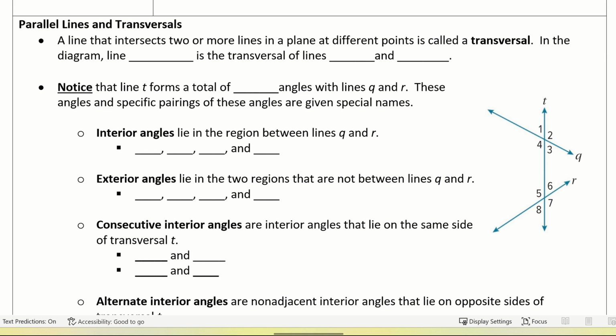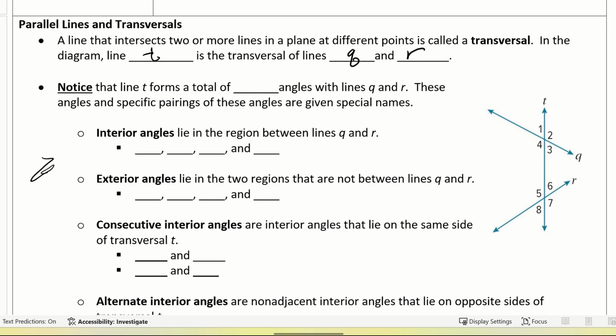So it says, a line that intersects two or more lines in a plane at different points is called a transversal. They kind of talked about that on the video of New York the other day and how they had some parallel streets that were cut by Broadway. In the diagram, line T is the transversal. T is the transversal of the lines Q and R.